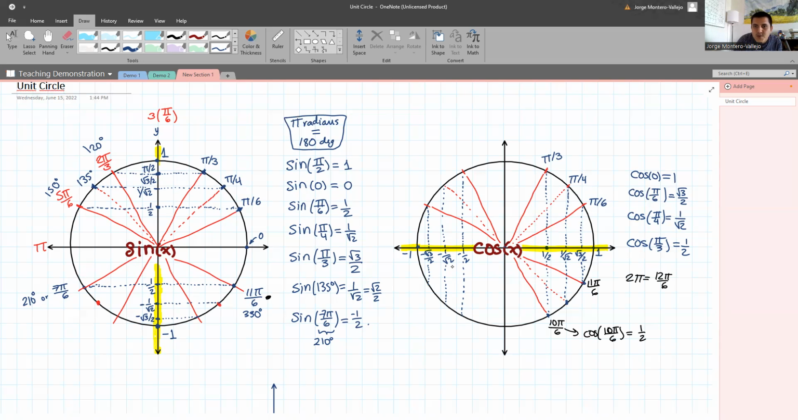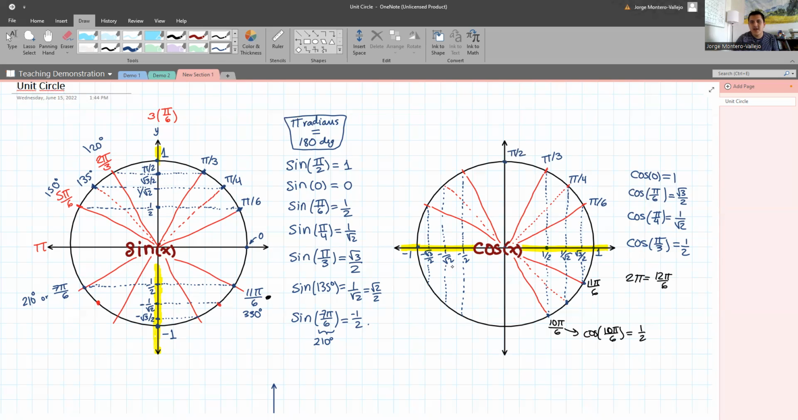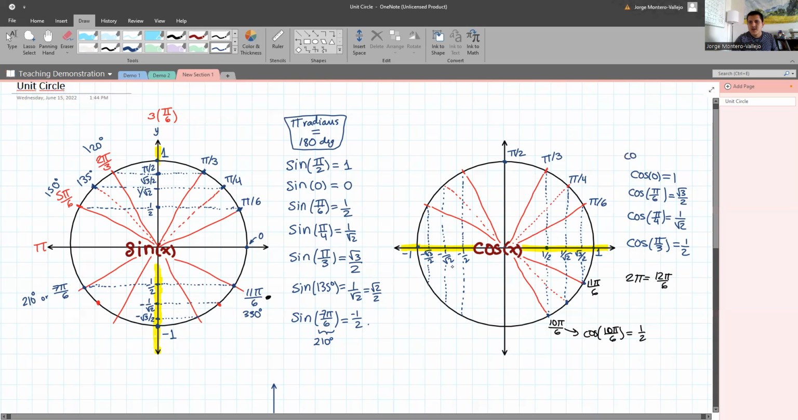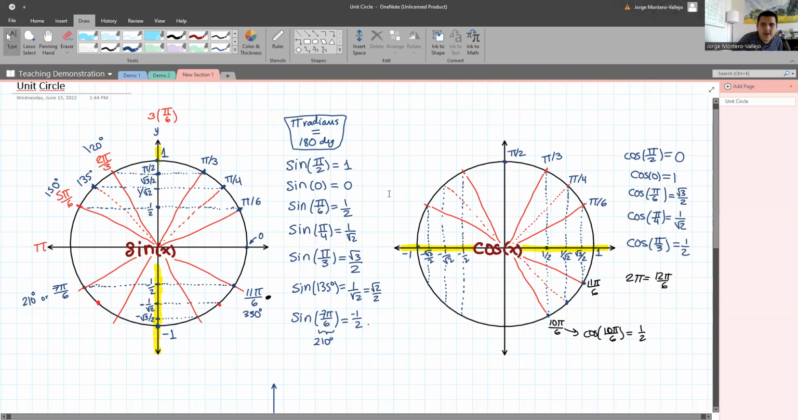Now I'm forgetting about this one over here, pi over 2. Well, its shadow lands exactly on the value of 0, right? So then cosine of pi over 2 is equal to 0. Okay. All right. So we're almost done. We took care of sine and of cosine.